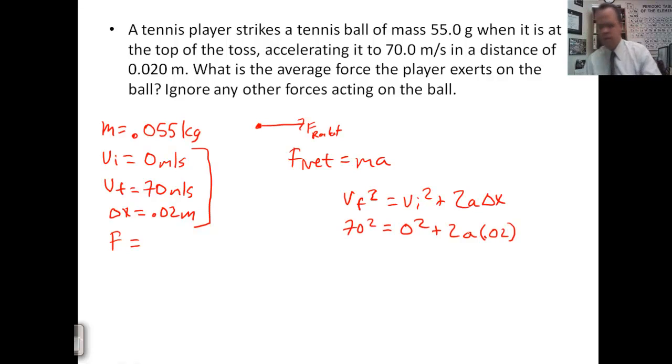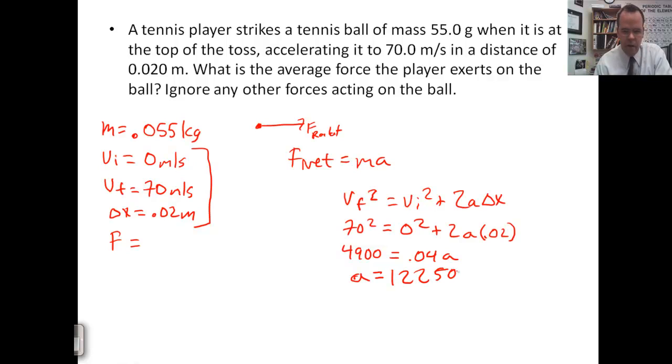So 70 squared, 4,900, equals 2 times 0.02, or 0.04a. The acceleration is very large. Think about it, it's going from 0 to 70 meters per second in 2 centimeters. So a is 122,500 meters per second squared.